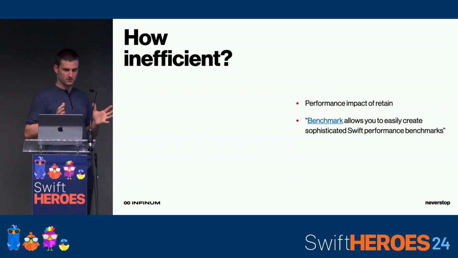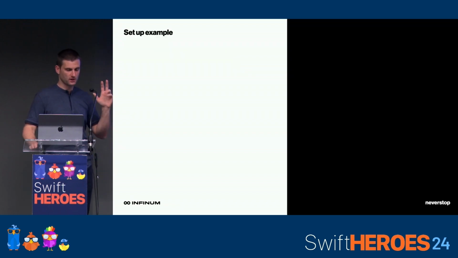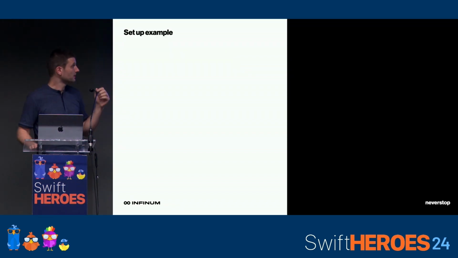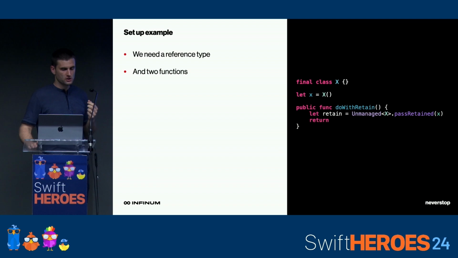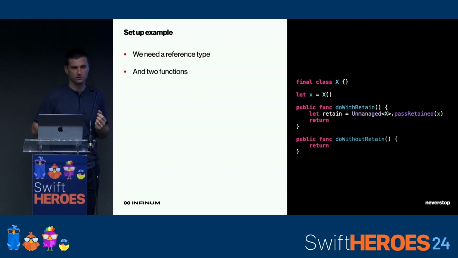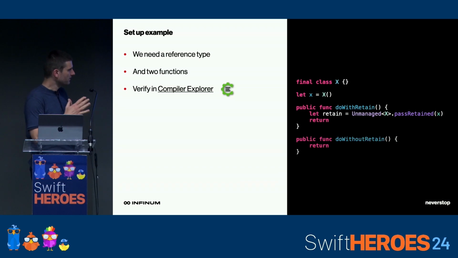And the tool is great, I strongly recommend it, but the process here will be the following. It will be 3 steps. The first step will be to set up an example where we can measure. And in order to do that, we need a reference type. So we have this one, and we have an instance of that reference type. And we need 2 functions. So one function that retains, and another function that doesn't retain, so that we can call them and compare the performance outcomes.